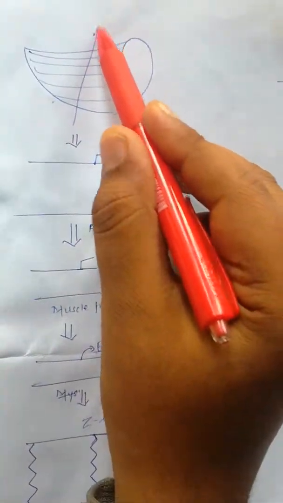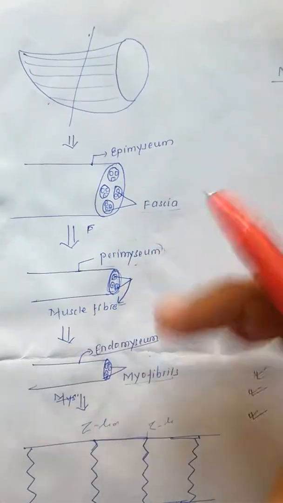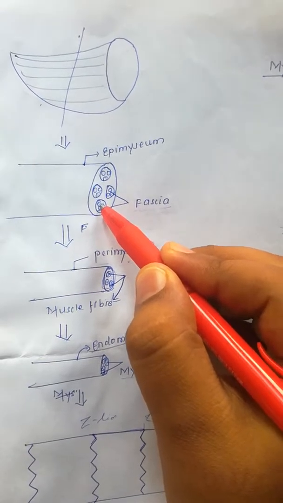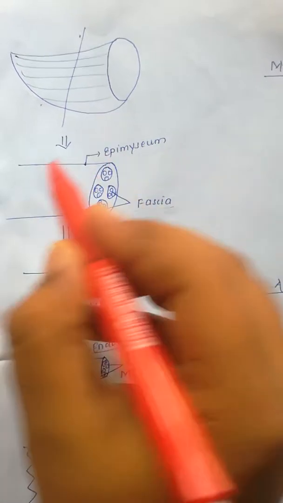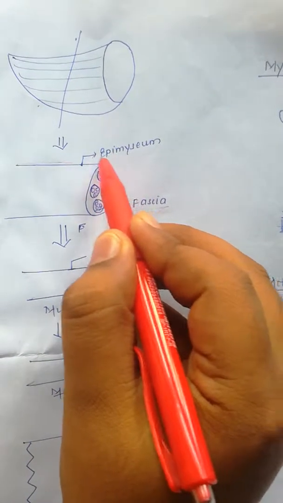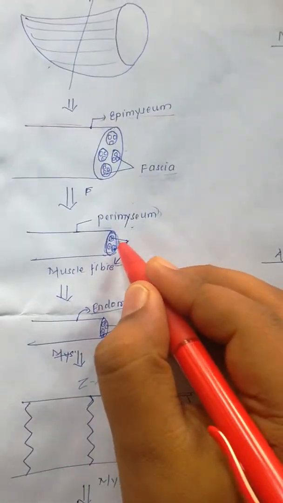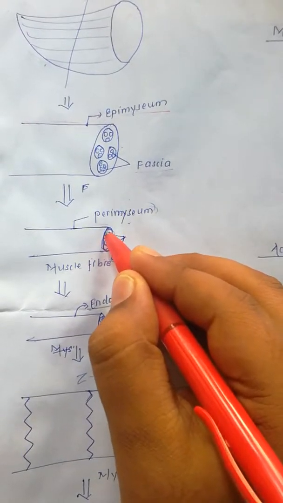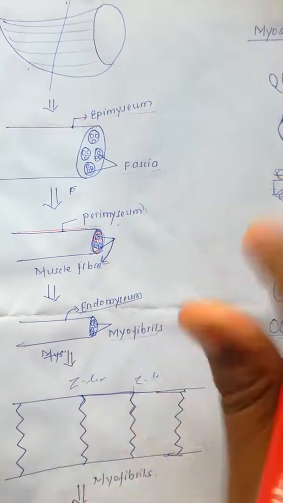If you cut the transverse section of the skeletal muscle, you can see this structure here. Inside the skeletal muscle, different bundles of fascia are present, and the skeletal muscle is covered by the membrane known as epimysium. Inside the fascia, there are different muscle fibers arranged here like this. These are arranged muscle fibers. Okay, and the fascia is covered by the perimysium.